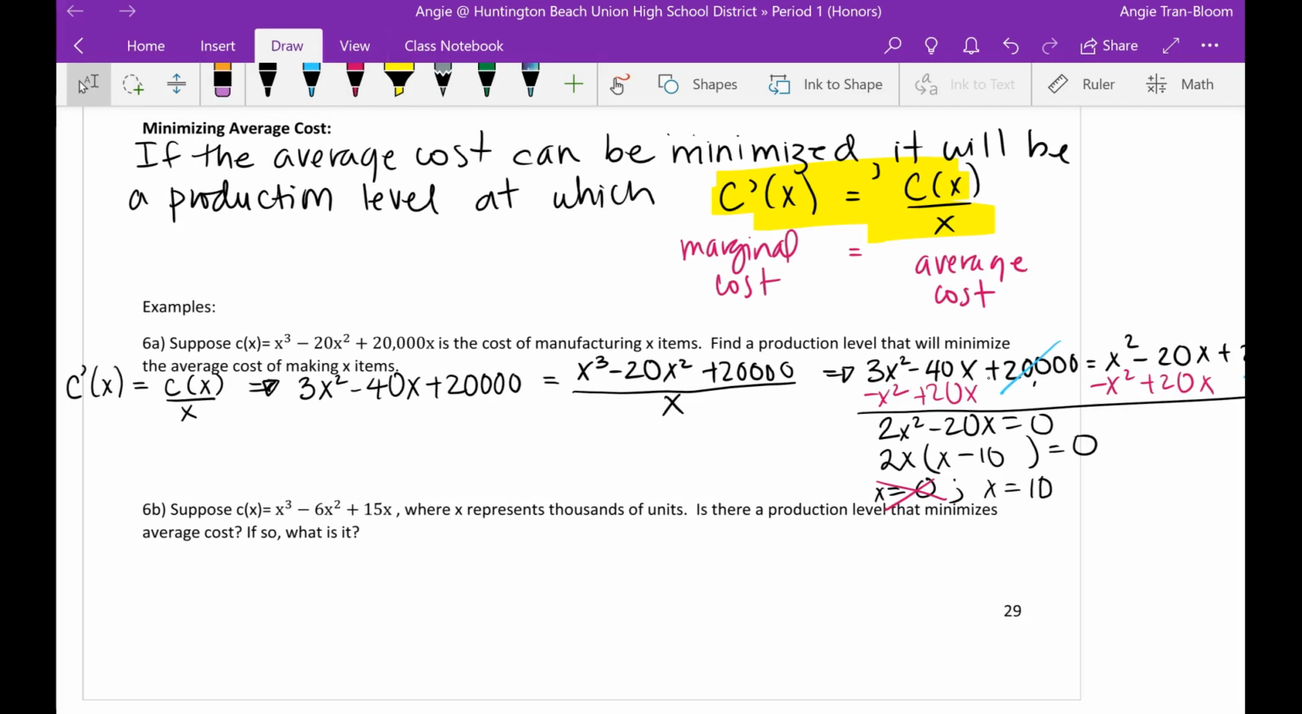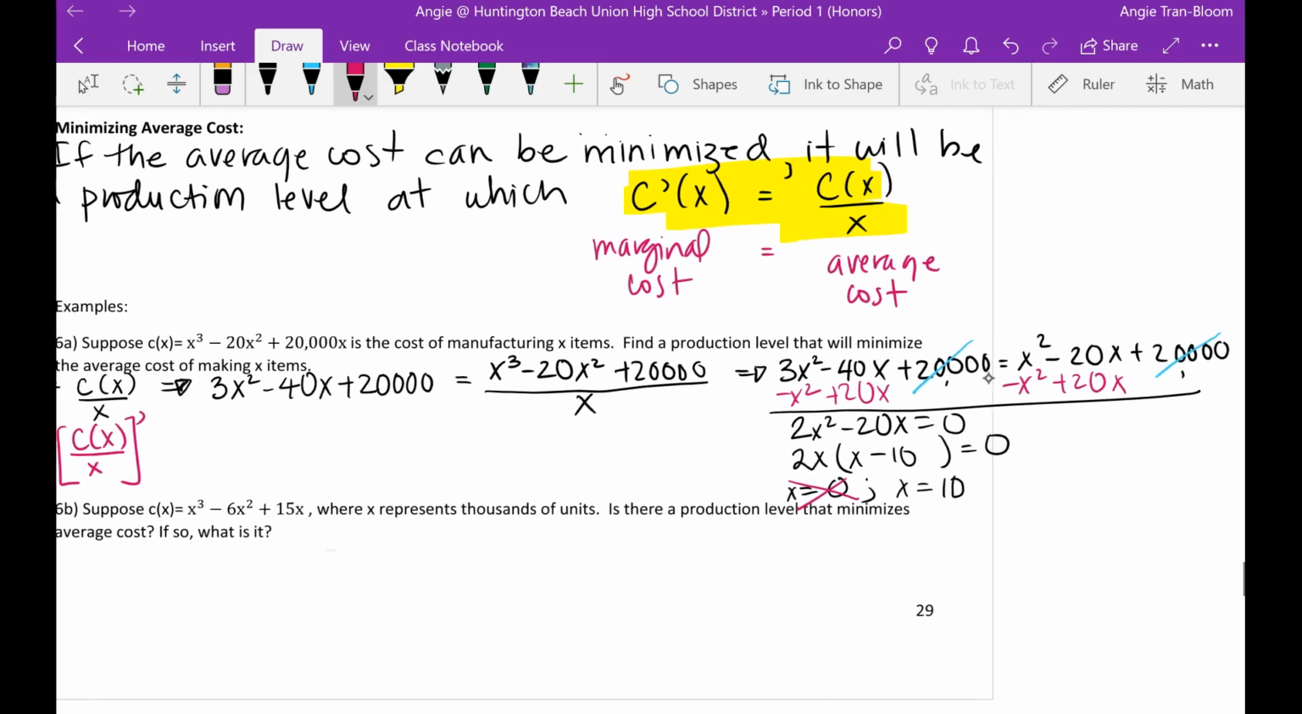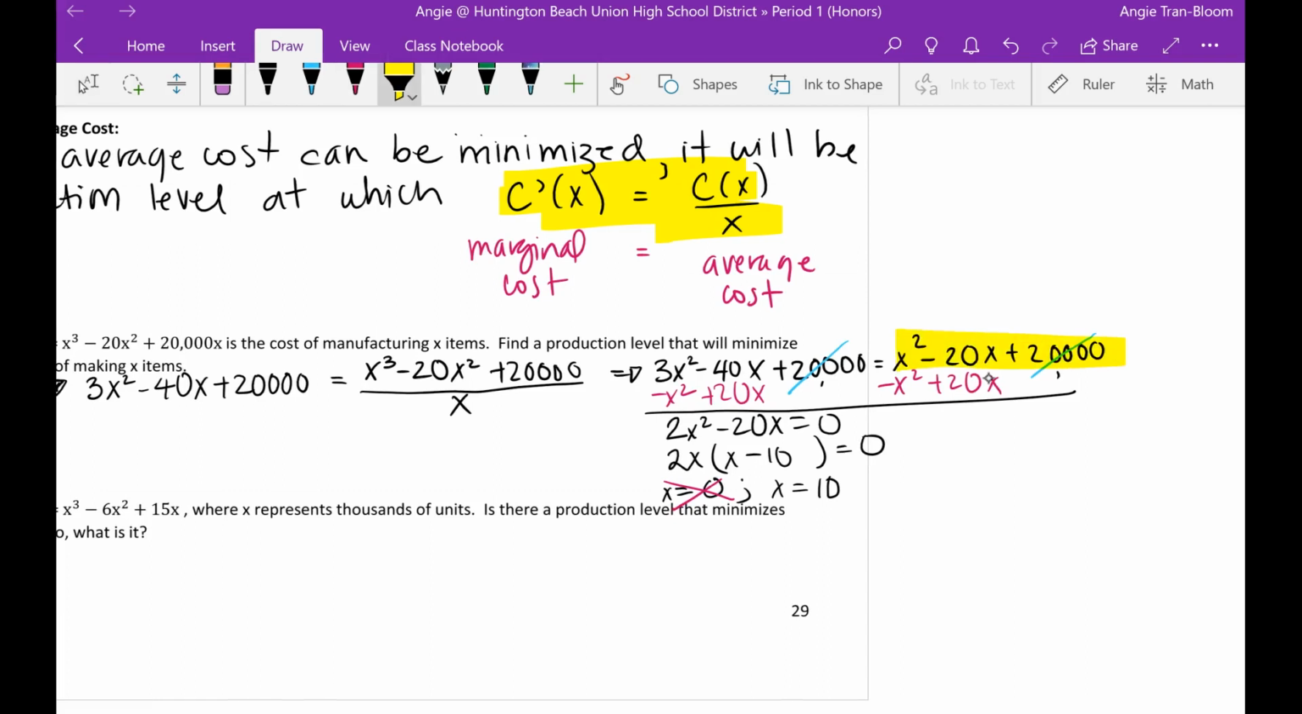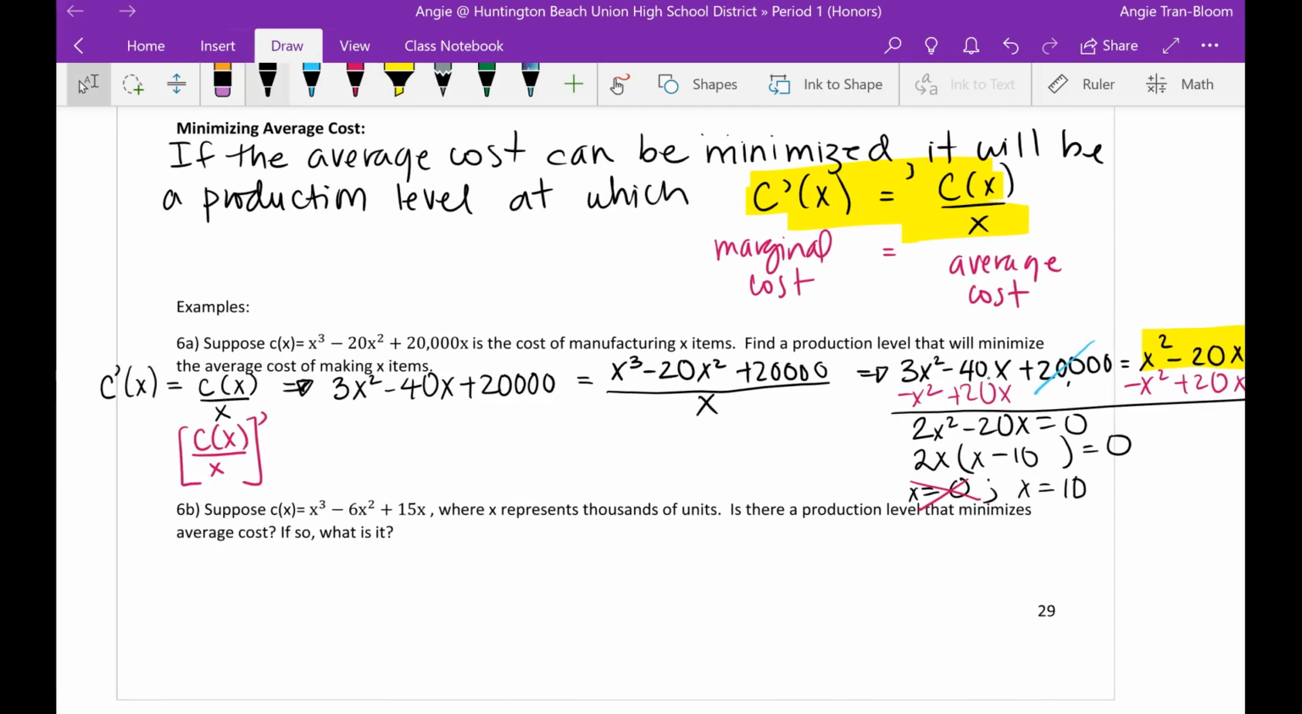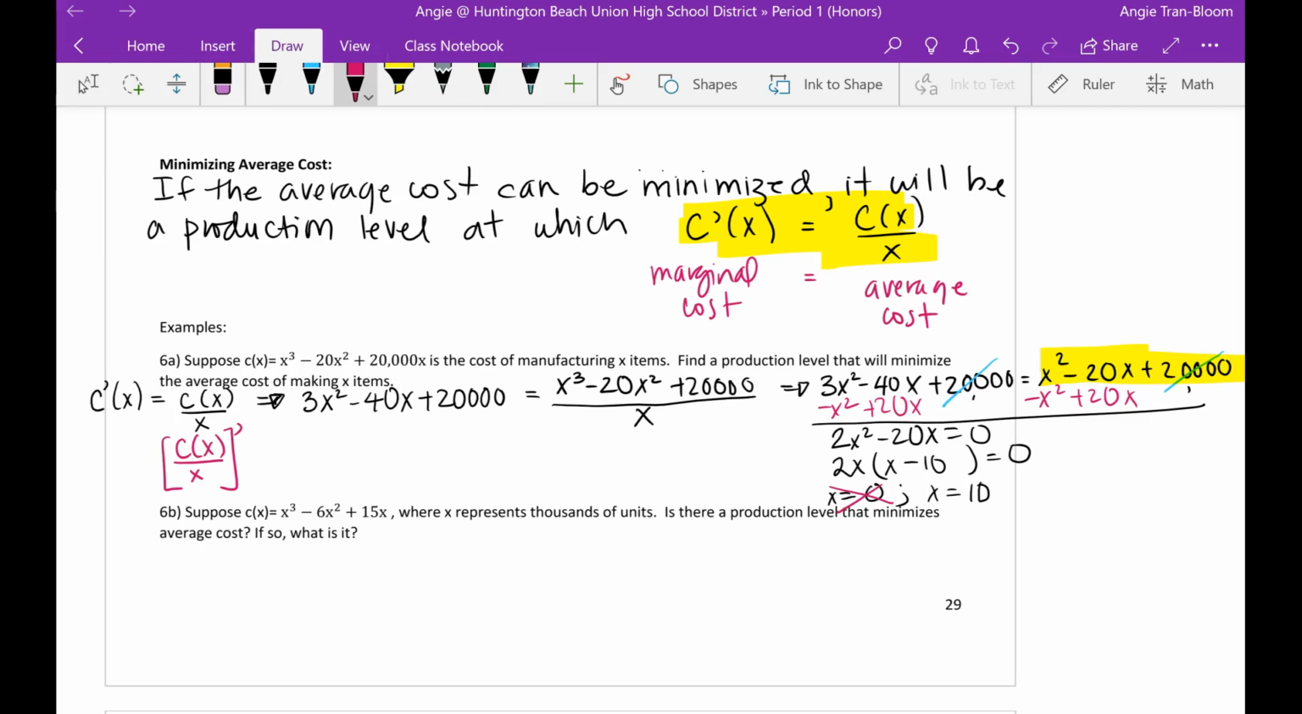So your next task, this is your average cost. We're going to do the derivative of this to see what happens. So the derivative of this, remember, this is what you have for C of x over x. So if I take the average cost and do the first derivative, how about we just write the average cost first? x squared minus 20x plus 20,000, this is the average cost equation divided by x, and I want to take the derivative.